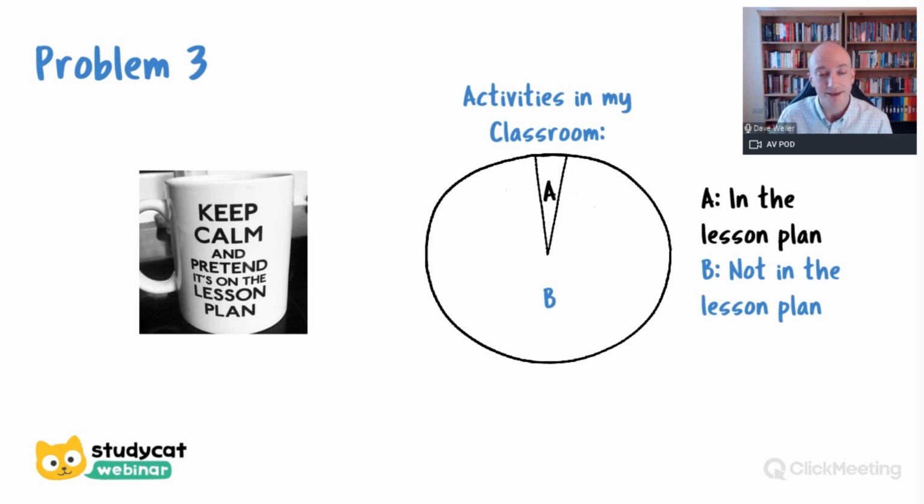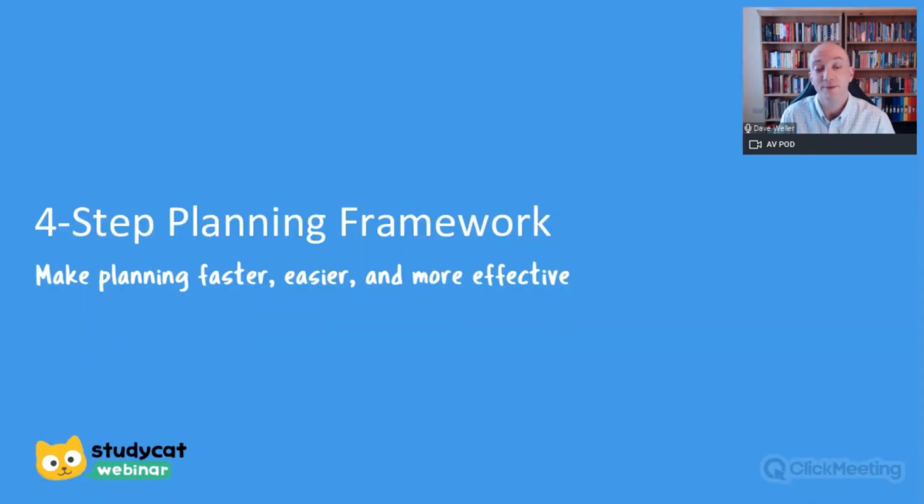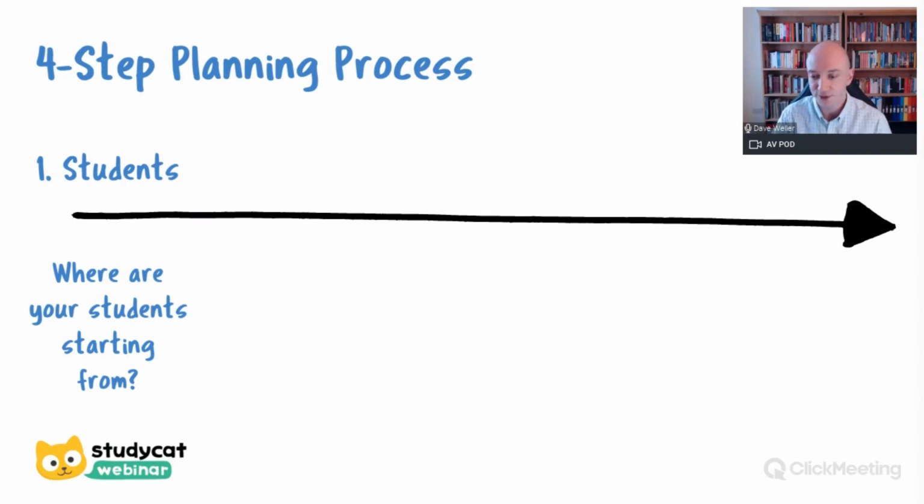So what we'll look at now is a 4-step planning framework that will hopefully address all of these problems. It will help you identify what you need to teach faster and just make planning faster, easier, and hopefully more effective. So here it is, the 4-step planning process. We start off with our students because everything starts with students. We like to think that we're student-centered or learner-centered, but very often we just scribble a lesson plan to the whole class. So the most essential question to ask yourself is, where are your students starting from?